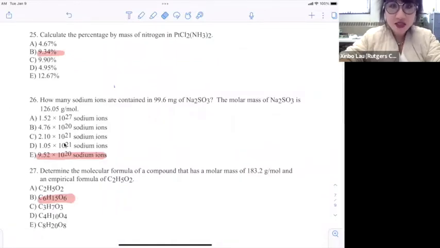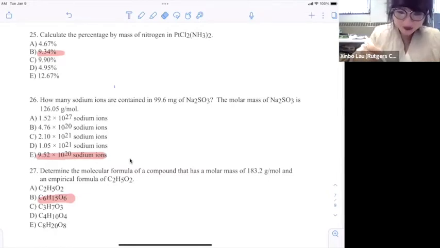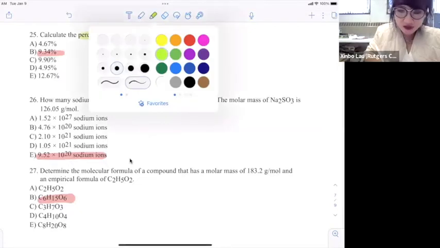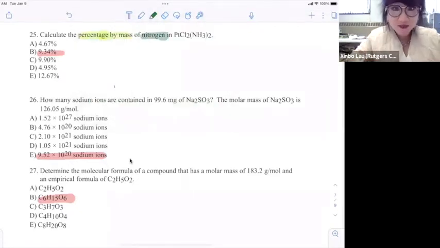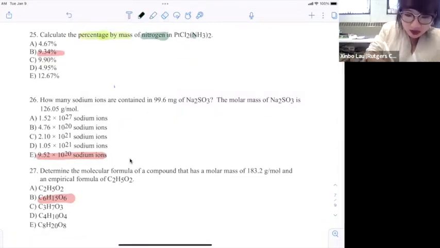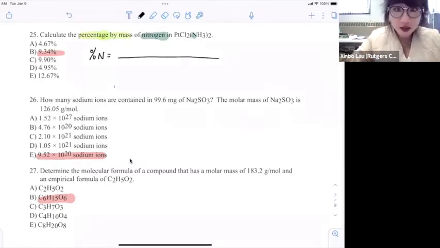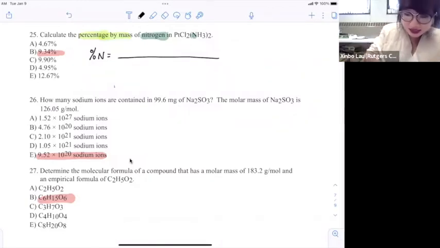Okay, so now for question 25, let's see what the question is asking. It's asking us for the percentage by mass of nitrogen, a particular atom, in this compound. Mass percent is a quite straightforward concept. If you want to calculate the mass percent of a certain atom in a compound, you need the mass of that particular atom divided by the total mass of the whole compound, times 100. That's just how it works.